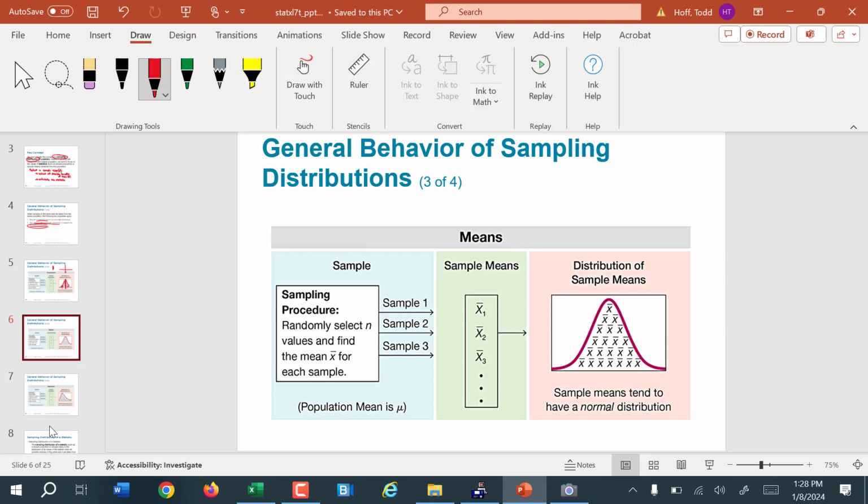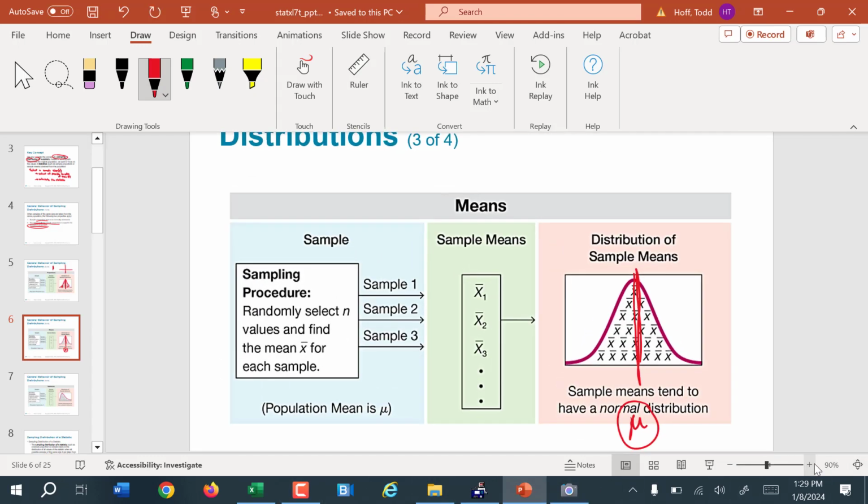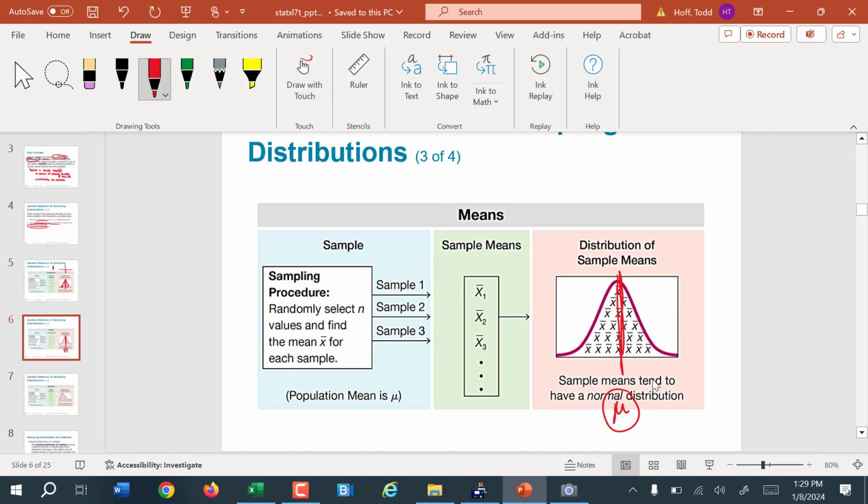The same will be true if we're dealing with means of those samples. So obviously the proportion is for categorical data, so it either has the trait or it doesn't. The mean is for numerical data, so we're taking a bunch of values and averaging them together. Same thing. The center of this curve is mu, the population mean. X bar is the sample mean. You see some of the samples have means that are smaller, some have means that are larger, but again, when we combine them together, the mean of the sample means becomes the population mean.